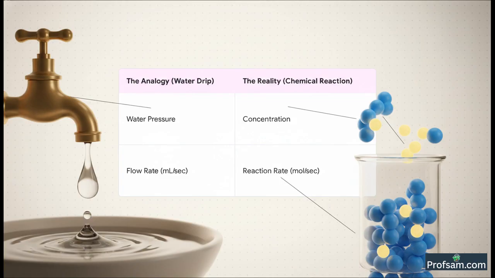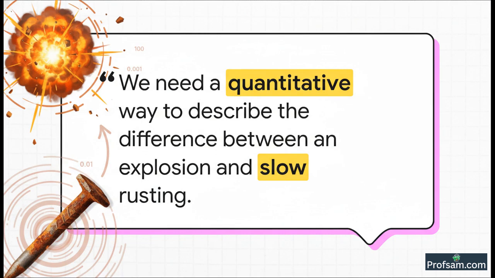See? Easy. So why did scientists even invent this concept? Well, think about it. They knew some reactions were like explosions and others were like rusting. But just saying fast or slow isn't very scientific. They needed a number. They needed a way to quantitatively measure and compare the speed. That's why the whole idea of reaction rate exists, to put a number on the speed of a reaction.